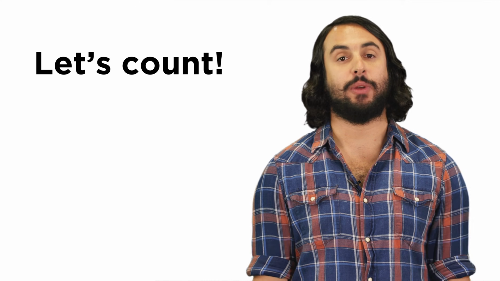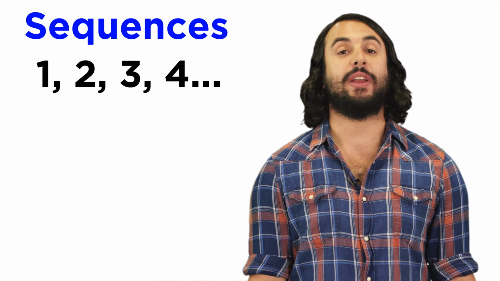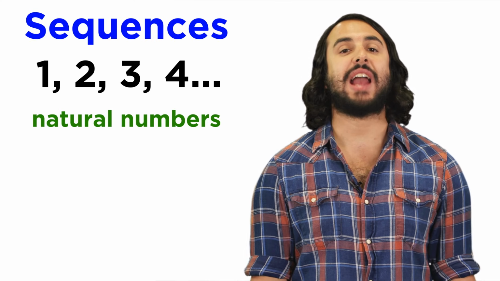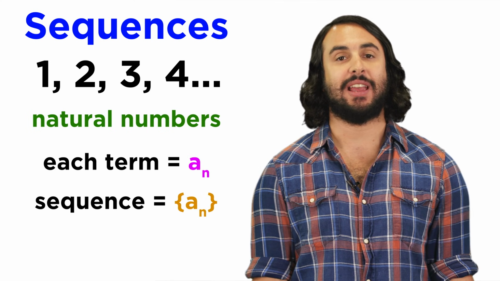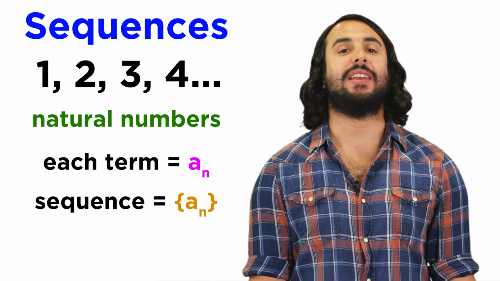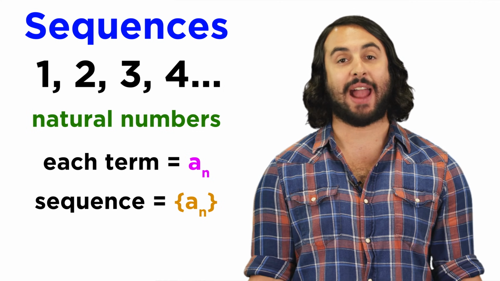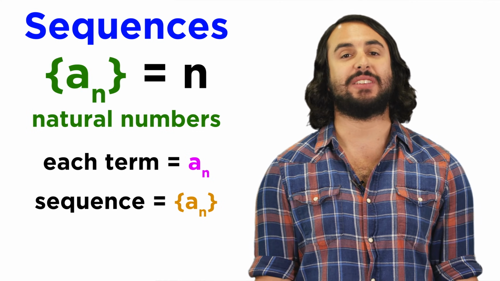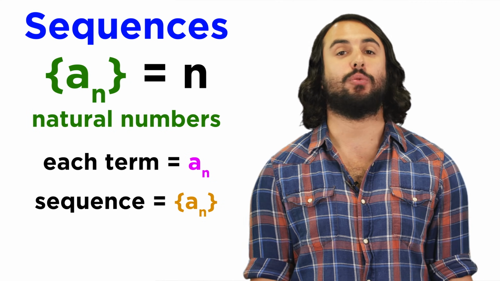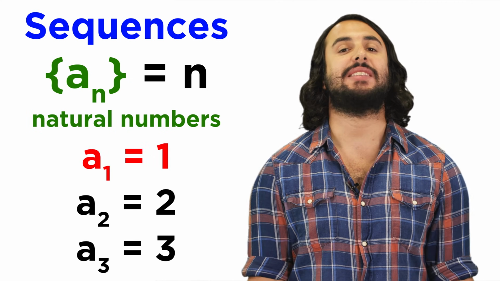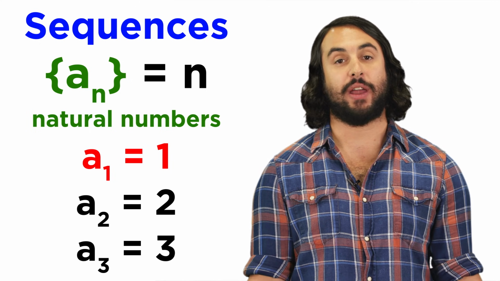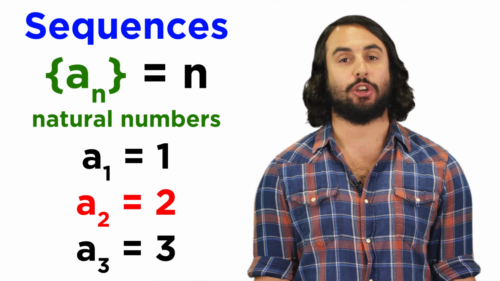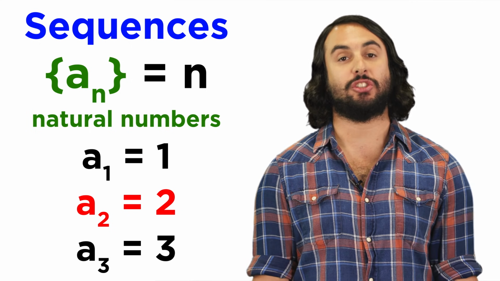Let's count some numbers, shall we? 1, 2, 3, 4. What are we doing exactly? We are generating a sequence of numbers, which happens to be the natural numbers. If a particular term in the series can be represented by a sub n, and the entire sequence is a sub n in brackets, then this sequence could be represented by the letter n, instead of writing out all the numbers. This means that a1, the first term of the sequence, when n equals 1, is 1. To get a2, the second term, n must equal 2, and we get 2.